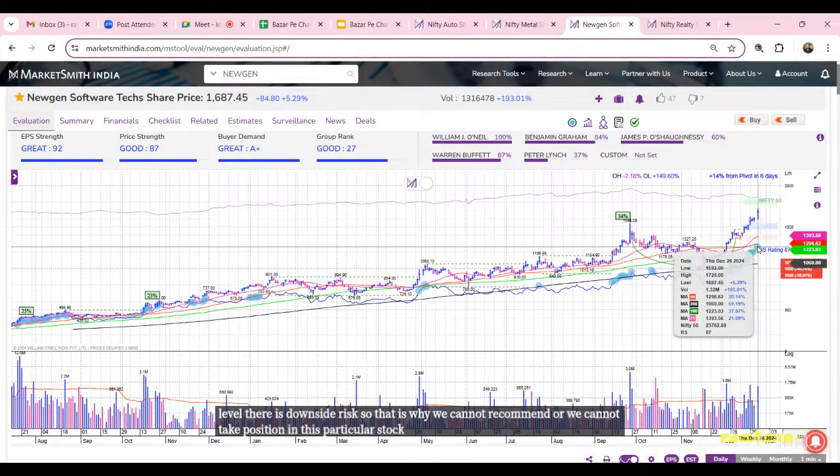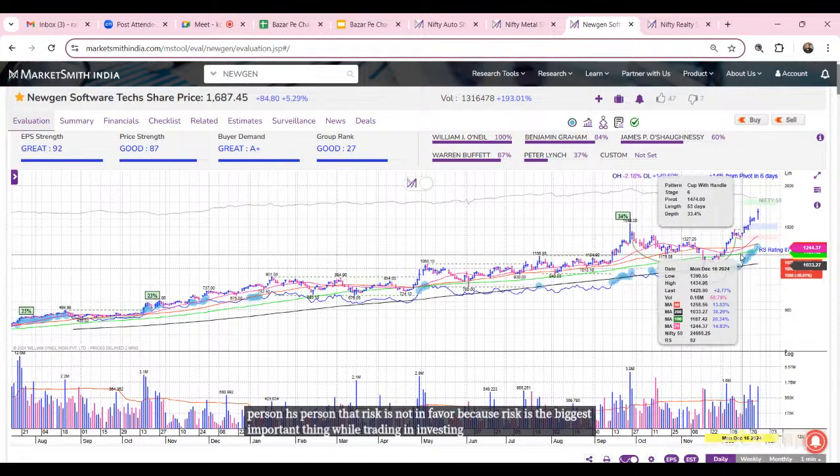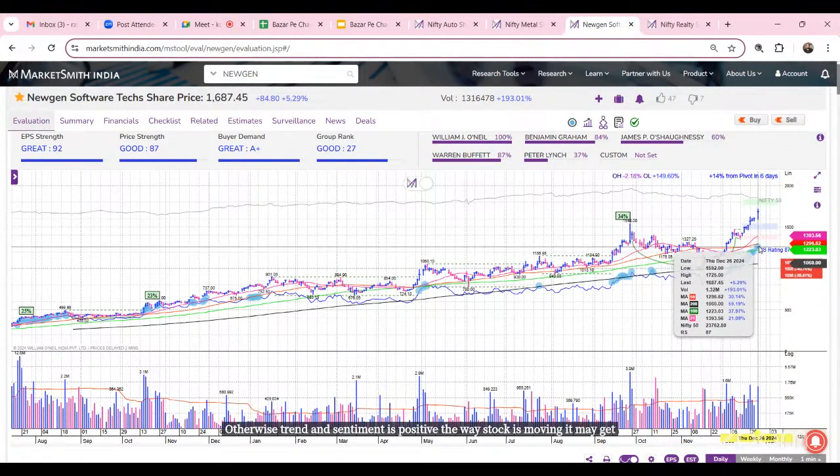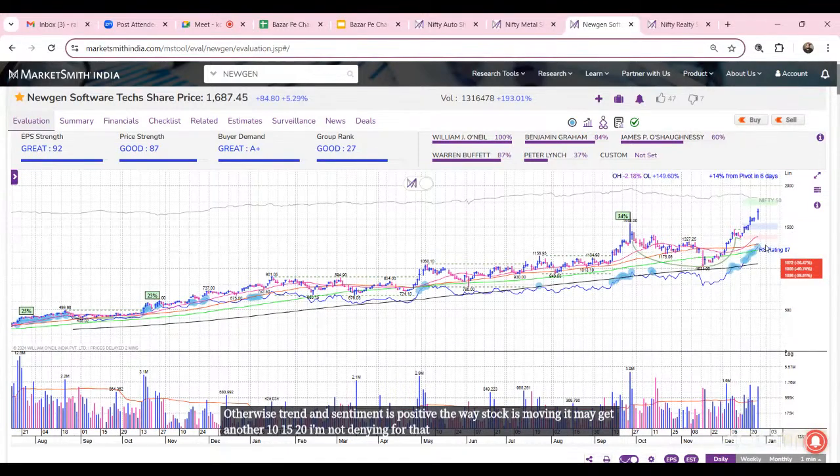So it's up to you. It's up to the person, because risk is not in favor, and risk is the biggest important thing while trading and investing. Otherwise, trend and sentiment are positive. The way the stock is moving, it may gain another 10, 15, 20%. I'm not denying that. But again, it's up to you whether you want to take it or not.